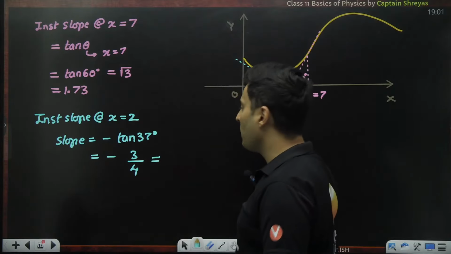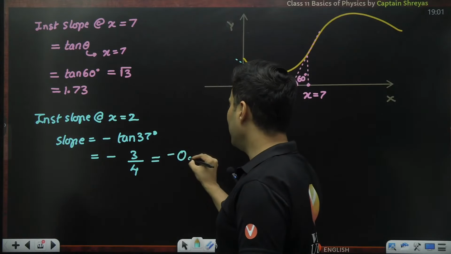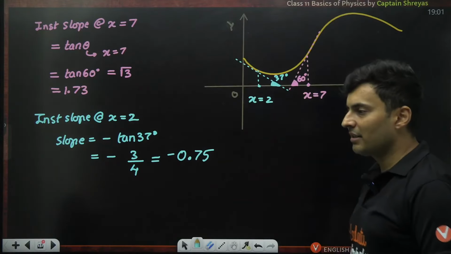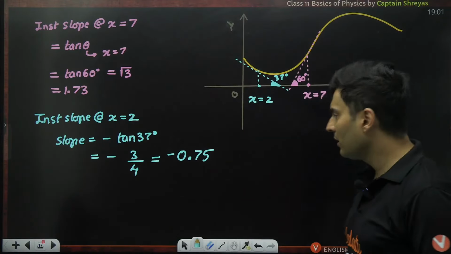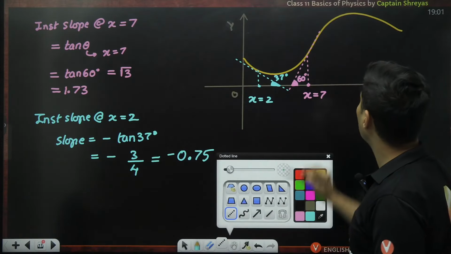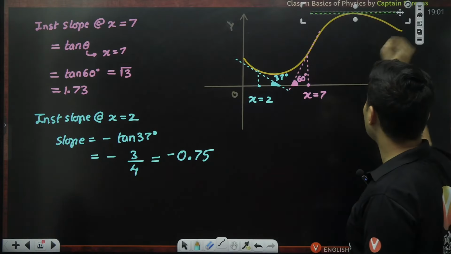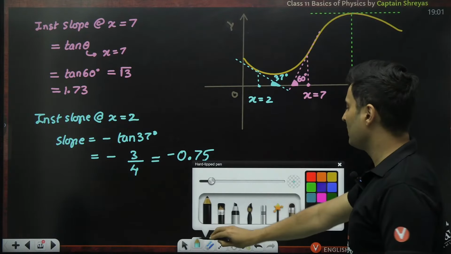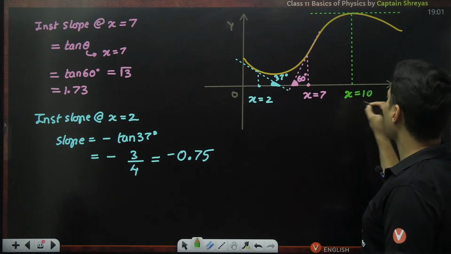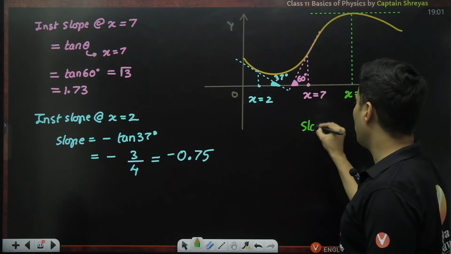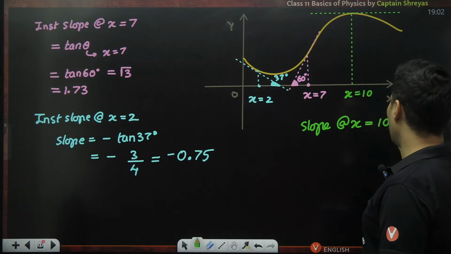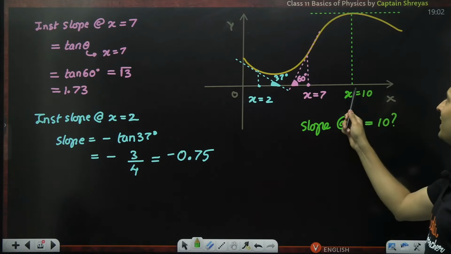So this is minus 3 by 4, which is nothing but negative 0.75. That is how you figure out the slope of this particular line. Is this absolutely clear? Somebody will be like, sir, can you tell me what is the slope of this point over here? I want the answer in the chat box immediately, guys. Let's say this is x is equal to 10. What will be the slope at x is equal to 10? Think about it and answer.